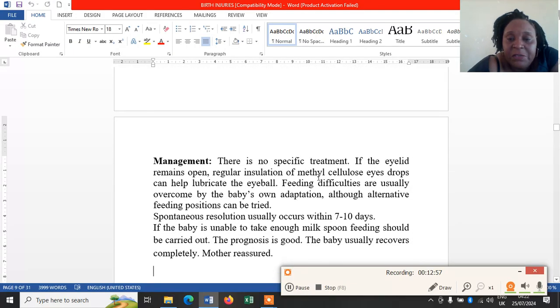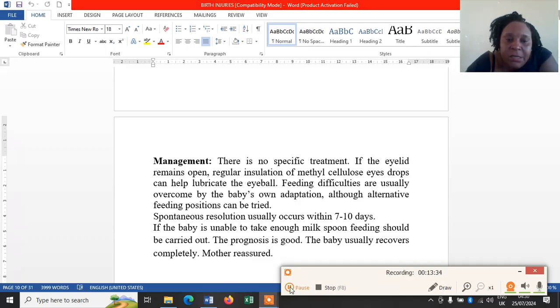Management. We have no specific management. If the eyelid remains open, regular instillation of methylcellulose eye drops can help lubricate the eye, because closing the eyes is one of the protective measures of the eye. So it means if this eye cannot close, this eye is prone to infection. And because this baby cannot form a firm grip, this baby will find feeding difficult.